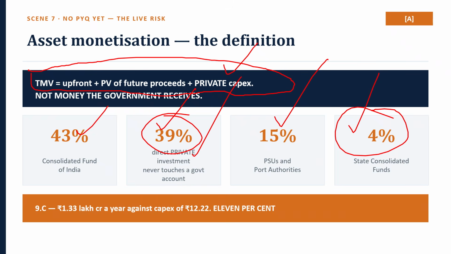Consolidated fund, PSUs and states together average about 1.33 lakh crore a year. So the Union's budgeted capital expenditure for financial year 27 alone is 12.22 lakh crore. Asset monetization at full delivery is a supplement of roughly 11% to the budgetary capital program. It is real, it is useful, and it is not a substitute for the budget.